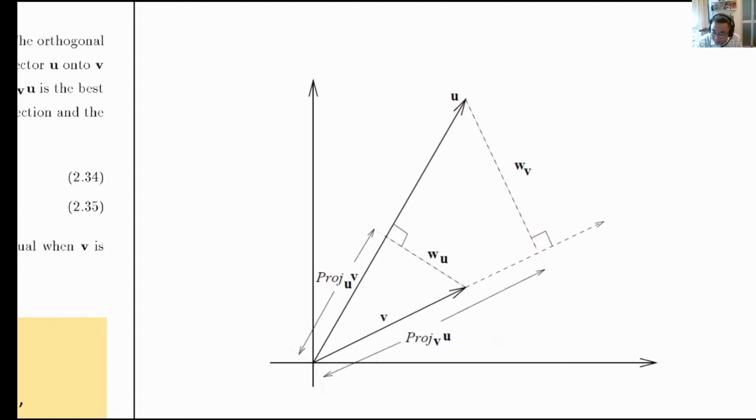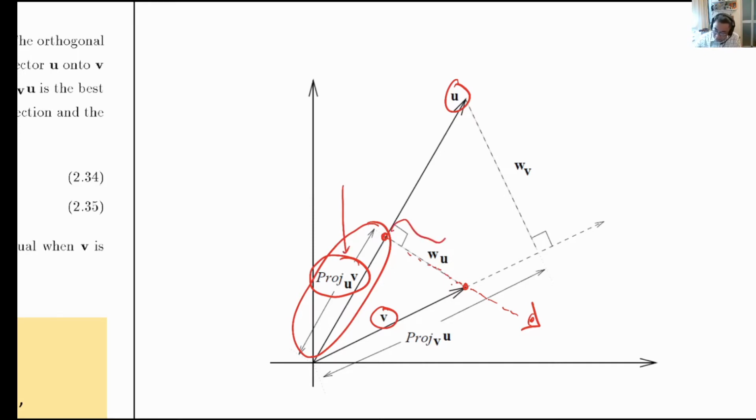We can repeat this for the other way around. We now will project v onto u. So now our eyes are looking in this direction. We are looking perpendicular to u. We look at the tip and we project it onto this point. And this vector here is the projection of v onto u.